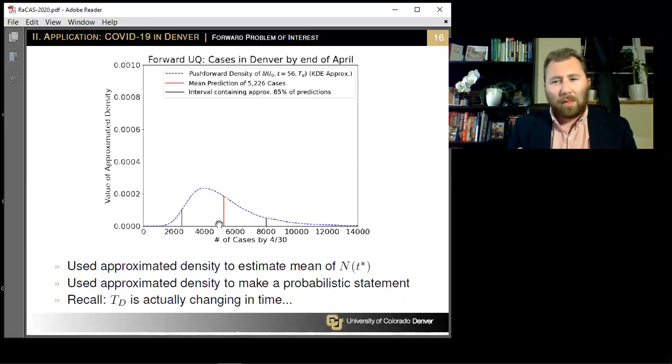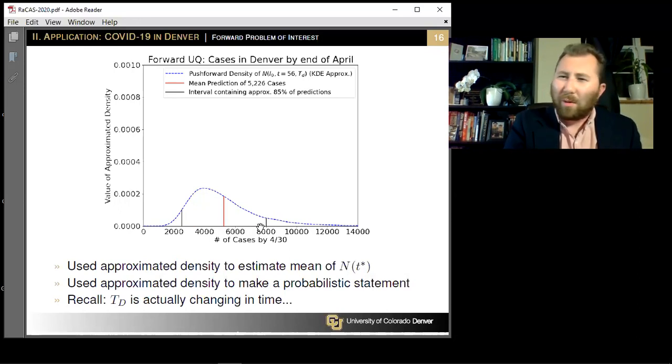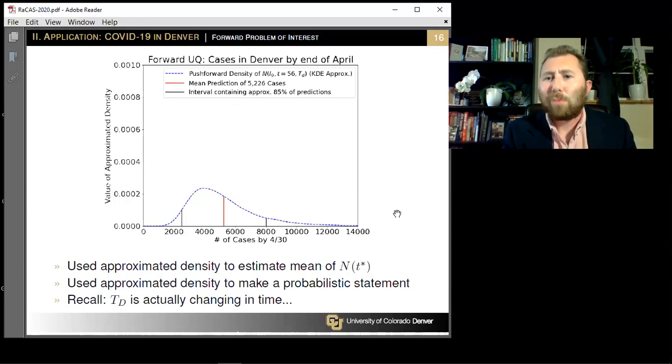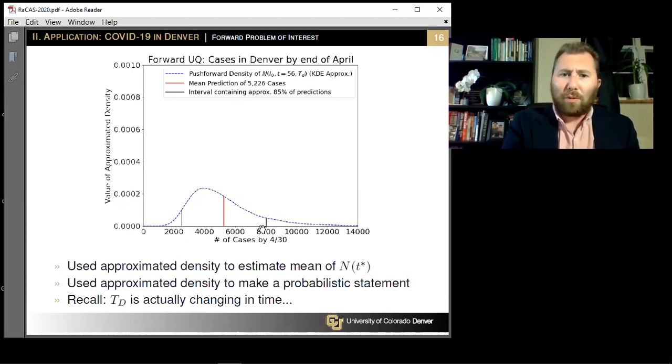Okay, so there can be a little bit of an issue in just interpreting the number, the mean itself. Really what we want to interpret is maybe certain intervals, right? Like this interval that's banded here in black that contains 85% of predictions, which basically says with this model, with our assumptions, 85% of the time, the cases by the end of April would fall within this band. So sometimes it might fall well below the mean, sometimes it might fall above, and it depends on factors like social distancing.